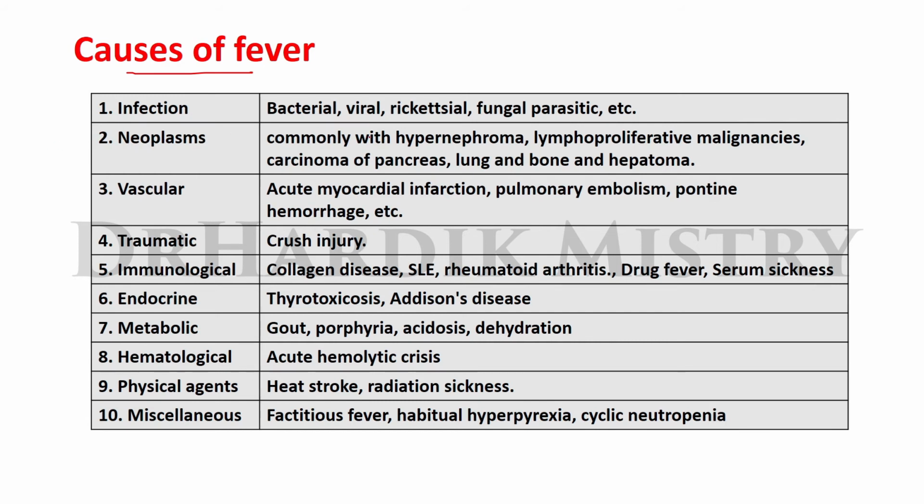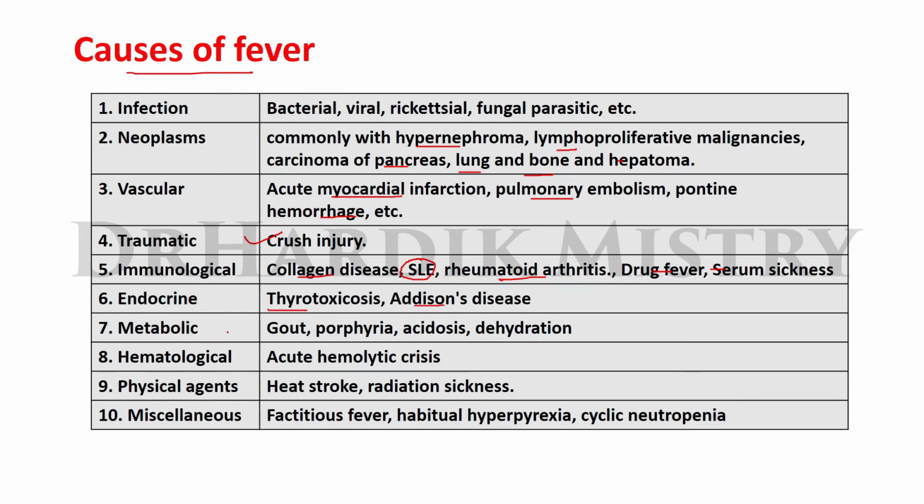Neoplasm, that commonly includes hypernephroma, lymphoproliferative malignancies, carcinoma of pancreas, lung and bone, and hepatoma. The vascular causes of fever include acute myocardial infarction, pulmonary embolism, pontine hemorrhage, etc. Traumatic causes of fever include crush injury. Immunological causes include collagen disease, systemic lupus erythematosus, rheumatoid arthritis, drug fever and serum sickness. Endocrine causes include thyrotoxicosis and Addison's disease.